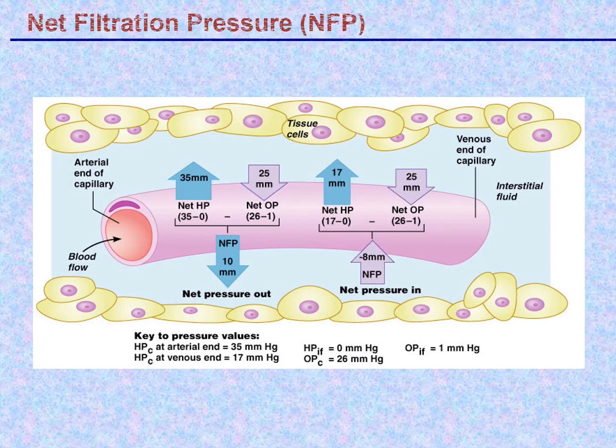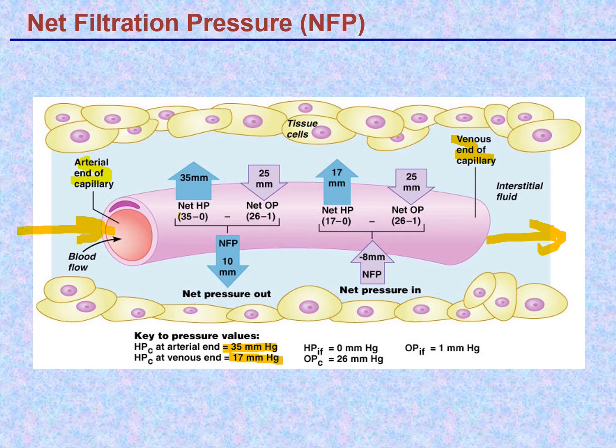So what you see is this kind of effect. Here we have the arterial end where blood is entering into the capillary from the arterioles. It's going this way, that's the blood flow direction, and then out this way at the venular or venous end of the capillary. So blood flows in, and the hydrostatic pressure at that end is 35, and it pushes fluid out. And at the venous end, it is 17.